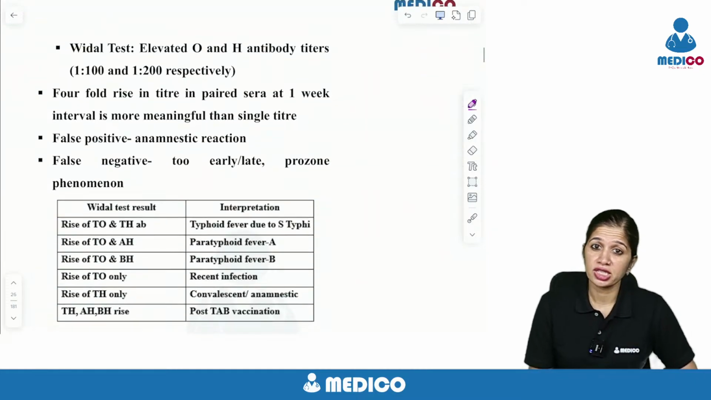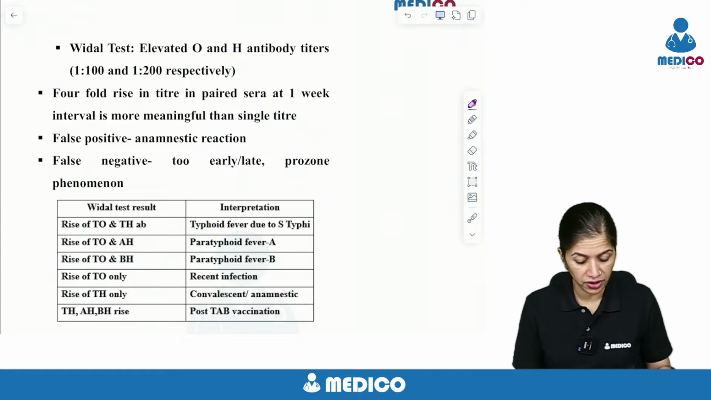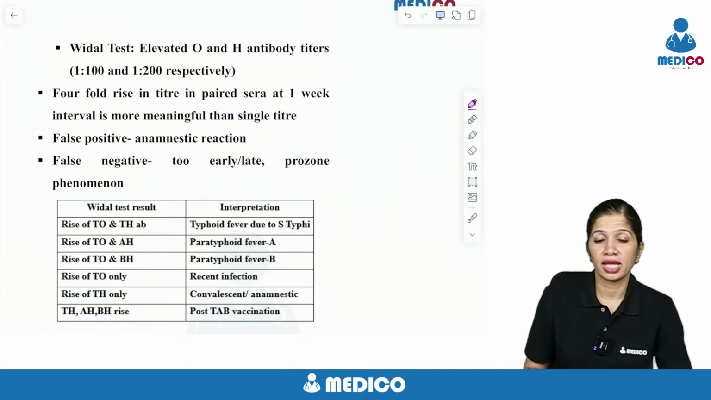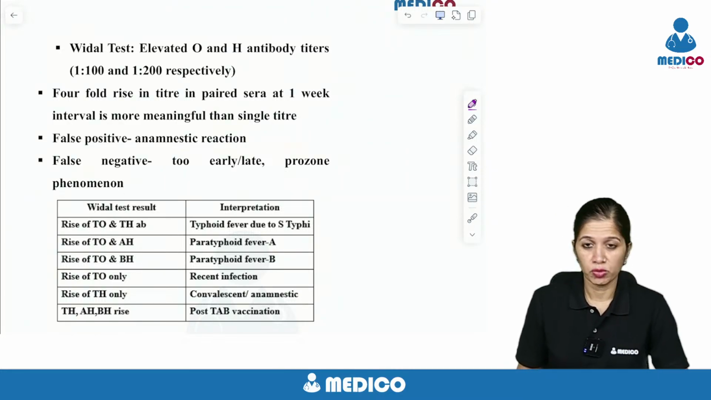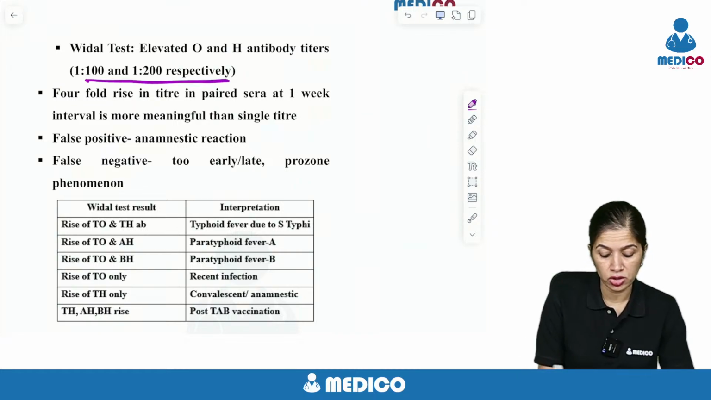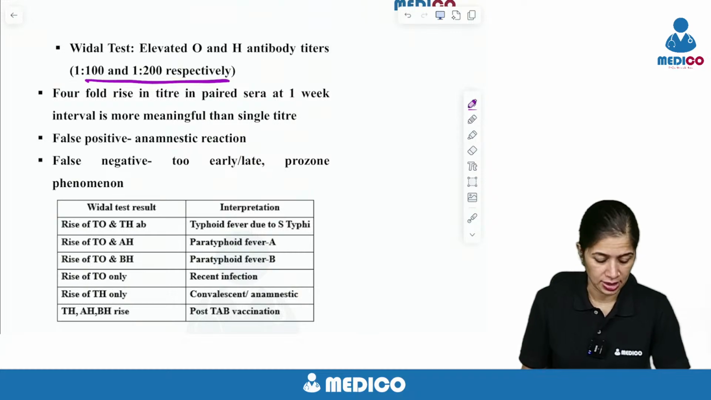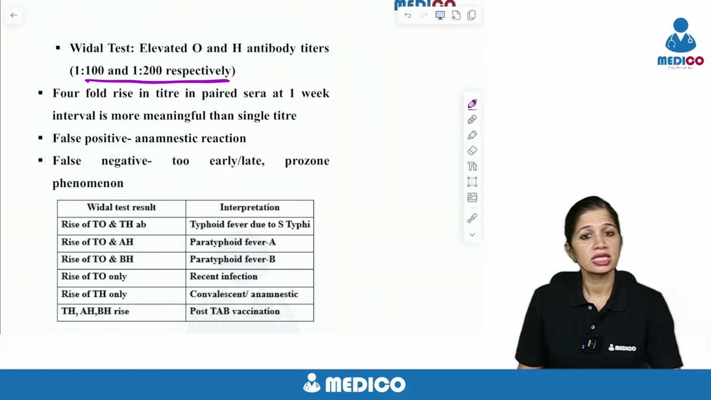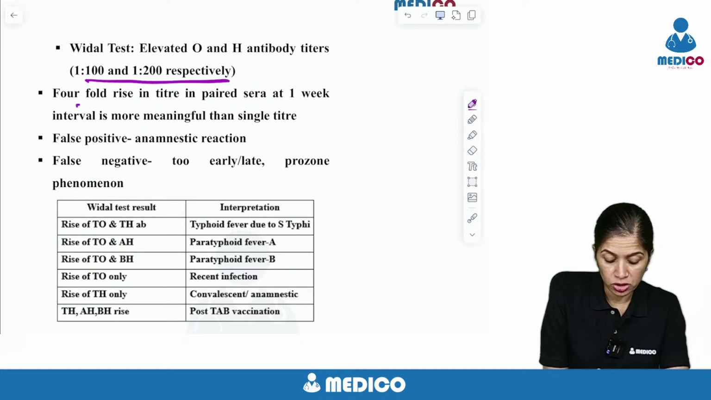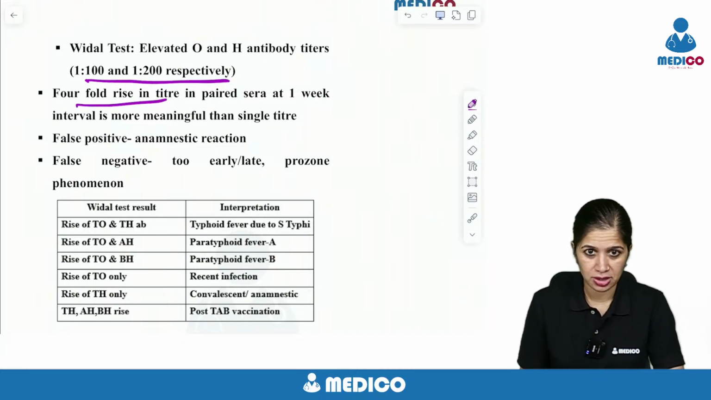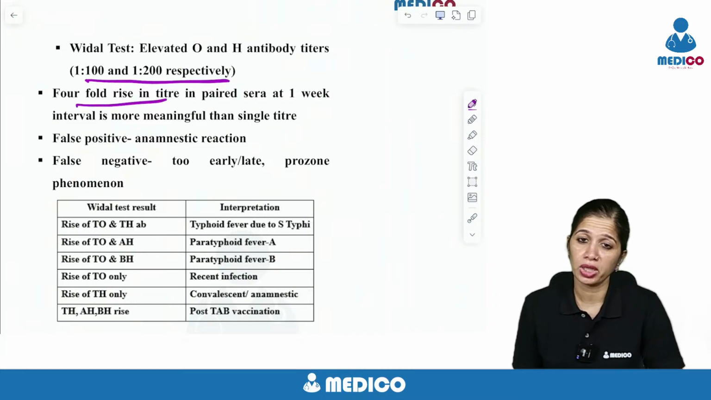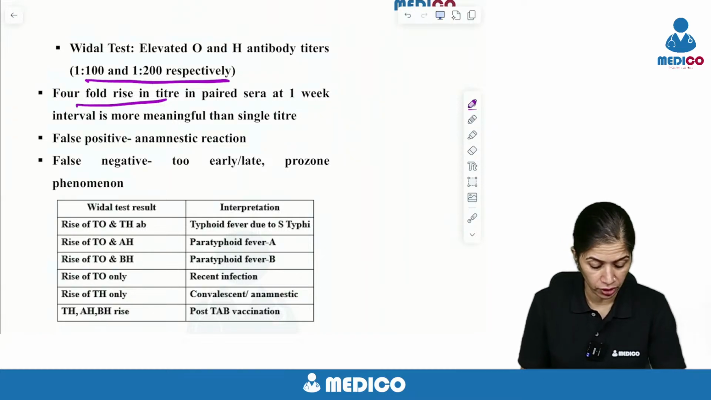It's a serological test that's used for the diagnosis of enteric fever. Elevated O and H antibody titers can be seen, more than 1 in 100 and more than 1 in 200. So here it is more than 1 in 160 and H is 1 in 80. Okay. So rather than showing a single titer increase, it's always better to go for a 4-fold rise in titer at an interval of 1 week in paired sera. That will be more meaningful.